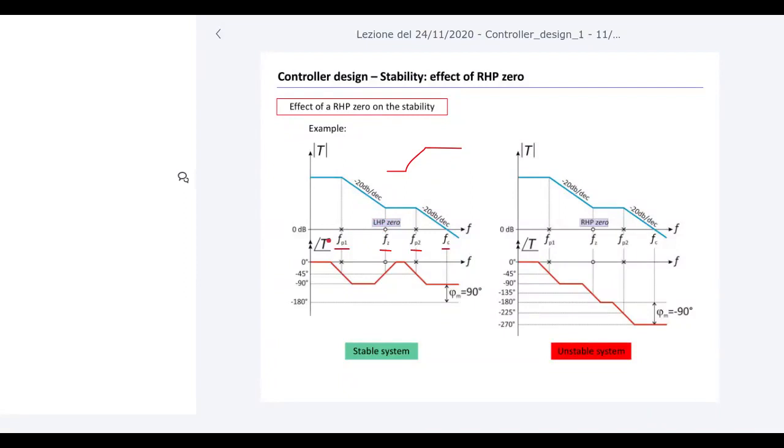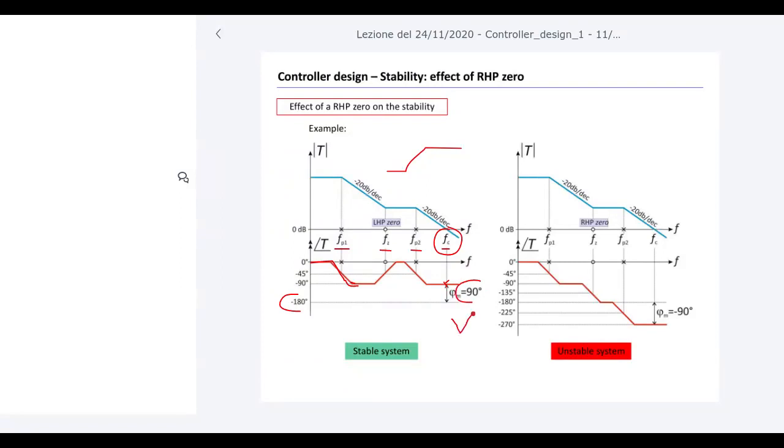So you have a first phase variation due to the pole, that is this one, from 0 to minus 90. Then you have the zero that raises the phase, okay? And then it goes up. Look at what happens at the crossover frequency. If you follow this variation of the phase, you get a phase which is minus 90. And so the phase margin, so the difference between the phase value and minus 180 degrees, is 90 degrees. So the system is stable.